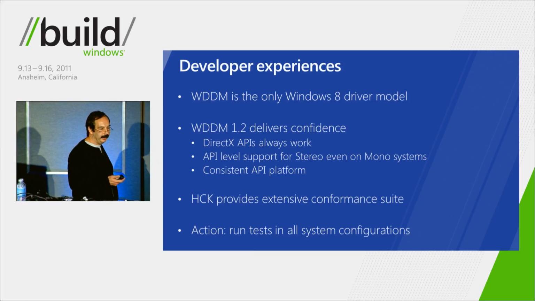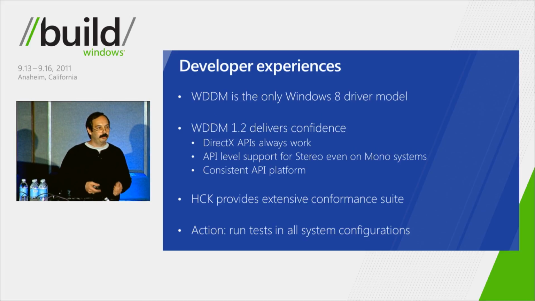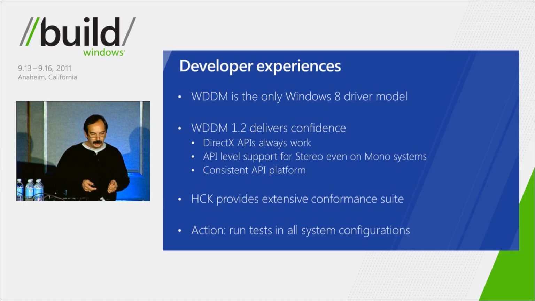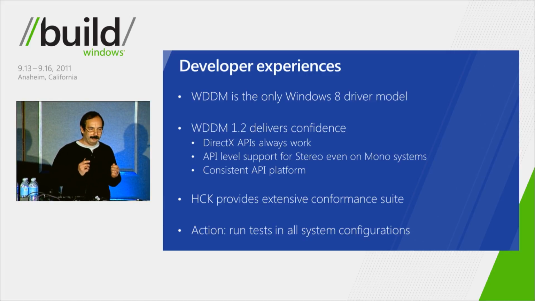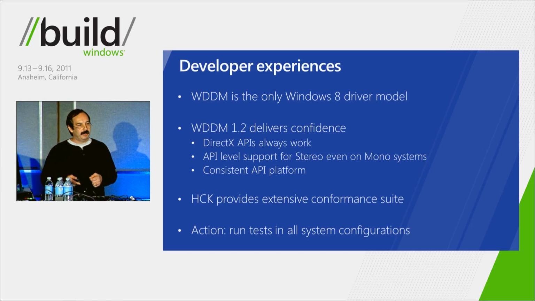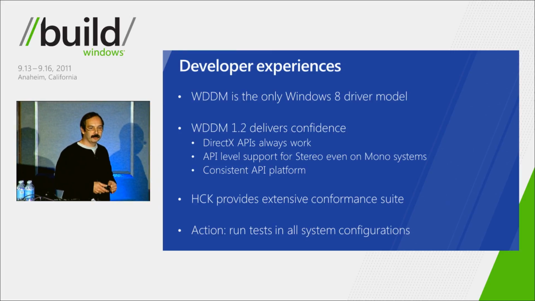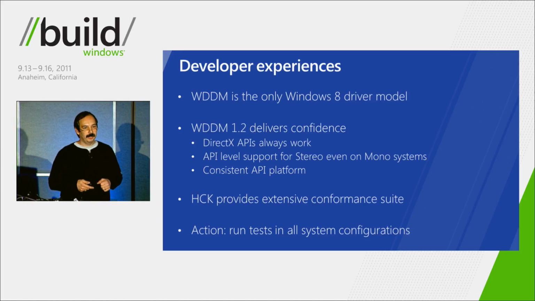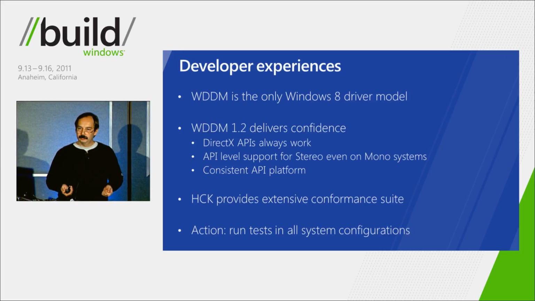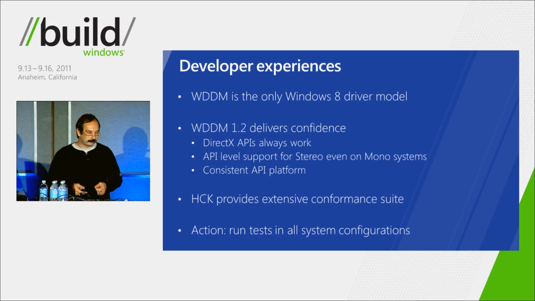So with WDDM, we use the certification kit to help ensure that the APIs are consistent and work correctly. In fact, the graphics tests in the certification kit use the APIs as if they were an app, the same way any other app would. They don't go around the APIs or go directly to the driver, but they use the APIs to ensure that if the certification test works, then we know that the application can count on that functionality working correctly.